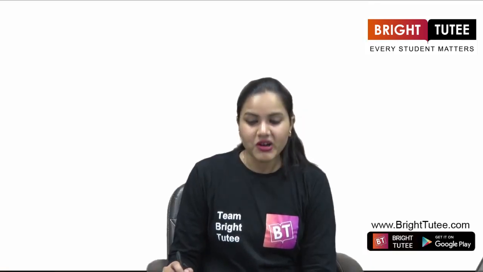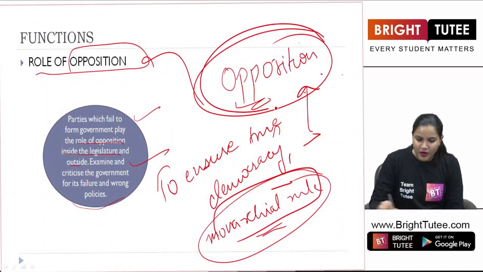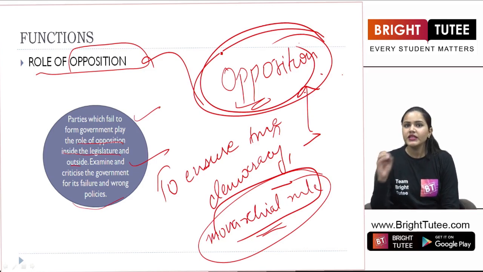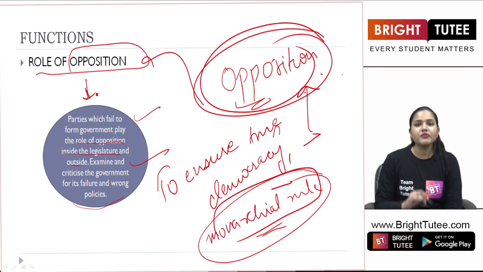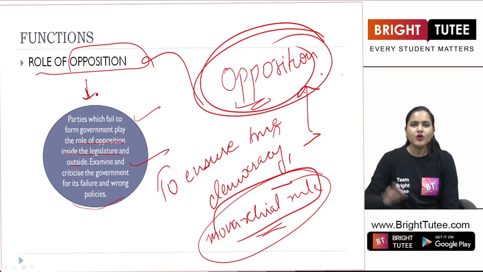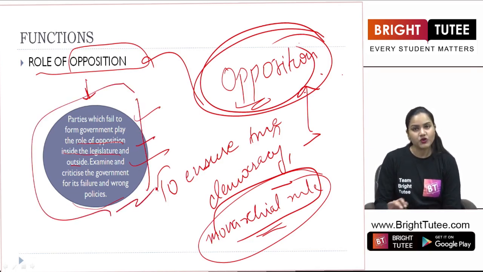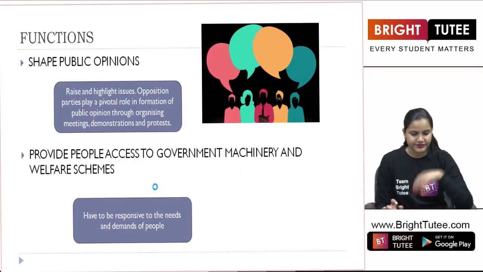So, here we have to understand that the opposition party, they play a major role in order to ensure true democracy. They have the full right to examine the policies or the welfare schemes that have been introduced by the ruling party, and also criticize the policies and programs introduced by the ruling party, right? So, here these are some of the important points of the opposition party.